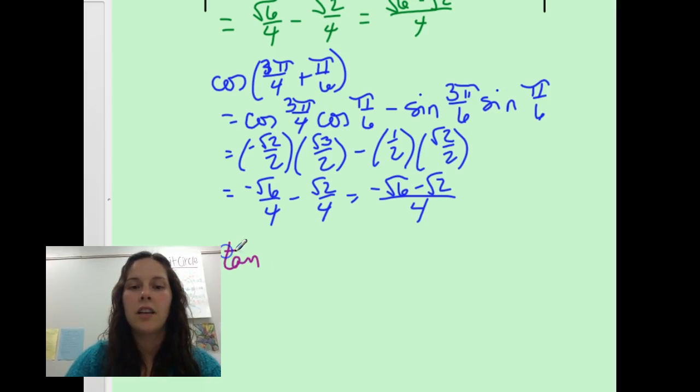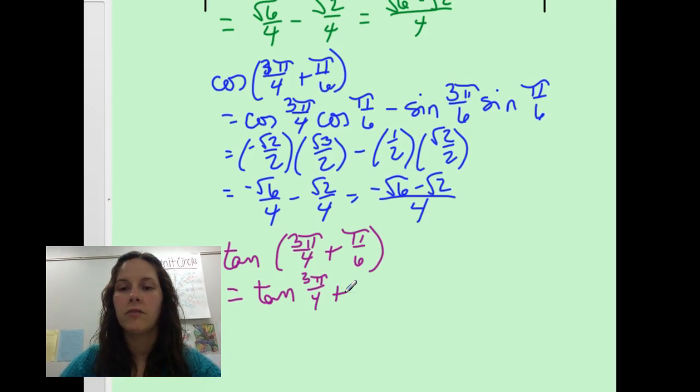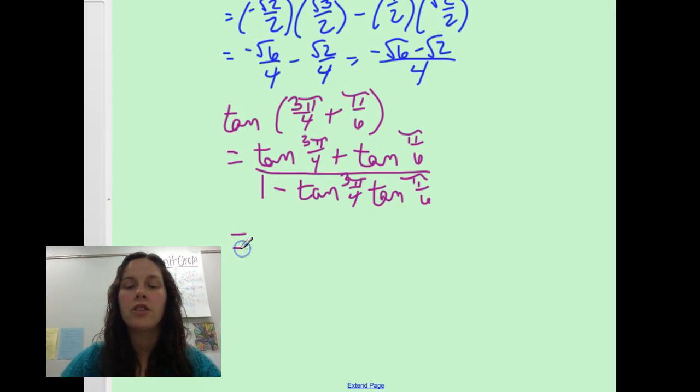Finally, we have tangent of 3 pi over 4 plus pi over 6, which gives us tangent of 3 pi over 4 plus tangent of pi over 6 all over 1 minus tangent of 3 pi over 4 times tangent of pi over 6. Evaluating our tangent functions, in the second quadrant tangent is negative, and at the pi over 4's tangent is 1. Tangent of pi over 6 is root 3 over 3.